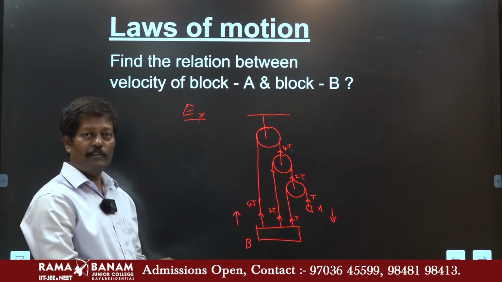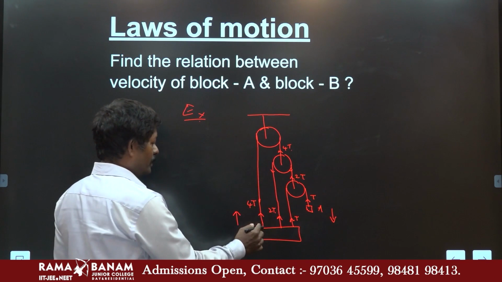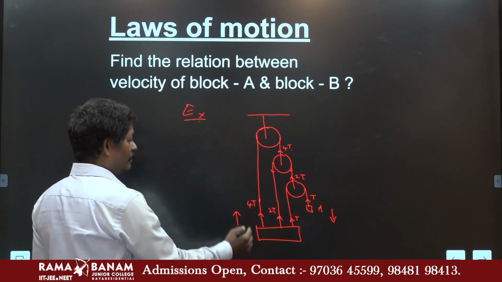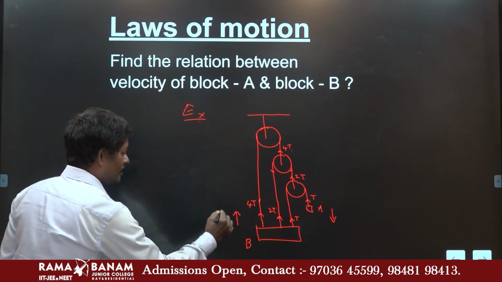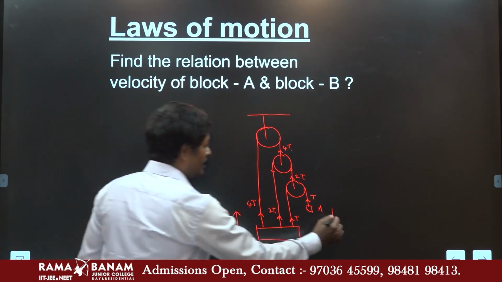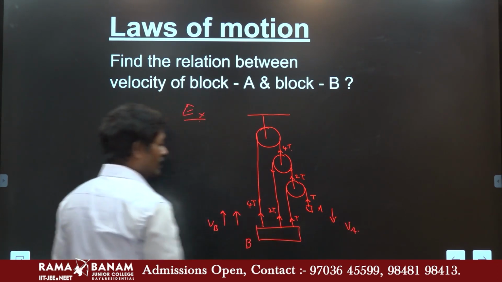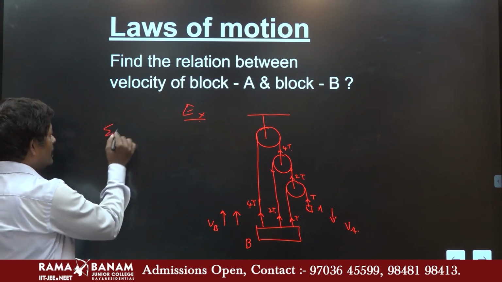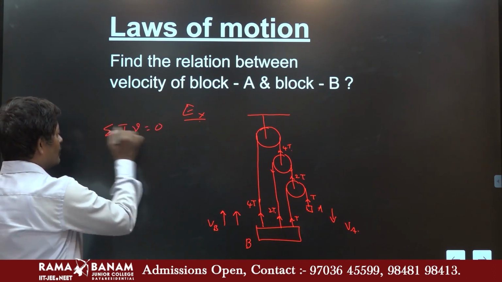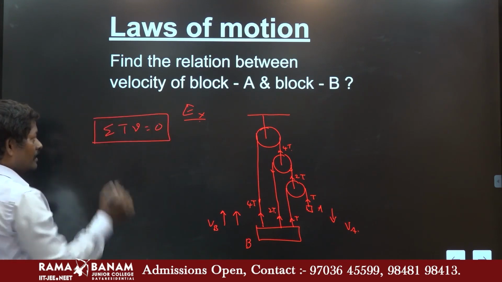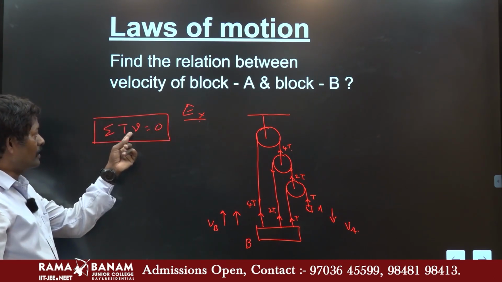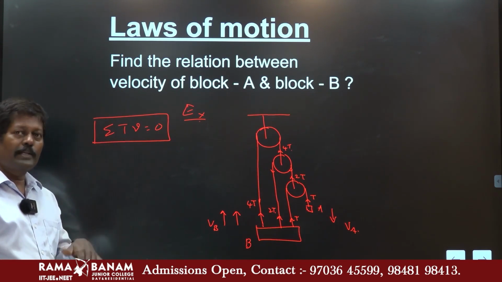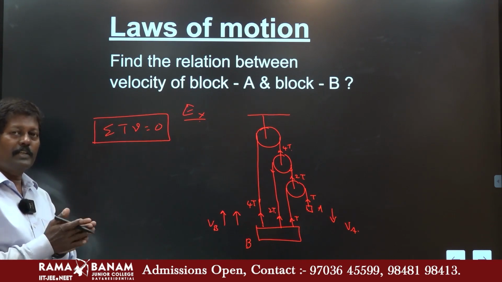Now tensions are the internal forces here. So we are assuming that this is going up. Let us say the velocity here is VB, and this is VA. We want the relation between VB and VA. Now sigma TV is 0. This is the most important concept. That is, tension into velocity. Tension is nothing but force. Force into velocity is power. Power is also work done, but it is the work done per second.